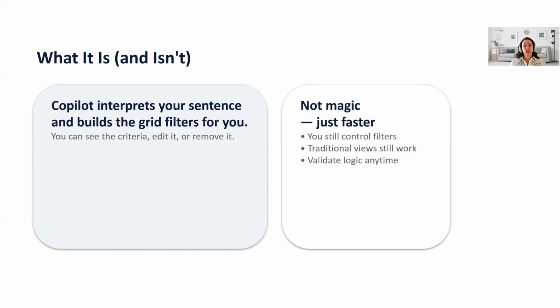This is a conversational layer on top of views and grids that you already have. Users will type what they want. Copilot translates it into grid filters and sorting. The important part is transparency. You can see all the criteria that's been applied. You can edit the filters that have been applied, and you can adjust or remove any conditions. So it doesn't replace your traditional filtering. It only accelerates it and keeps users in control.